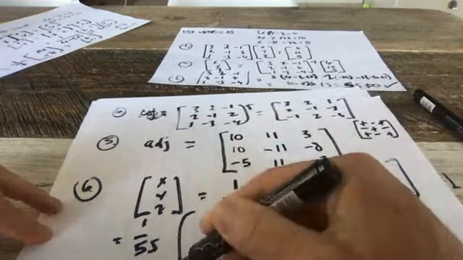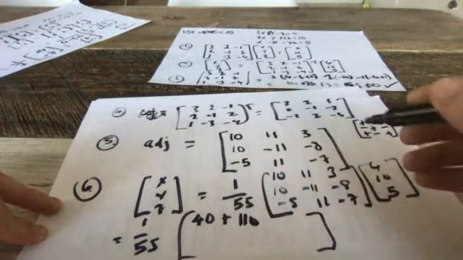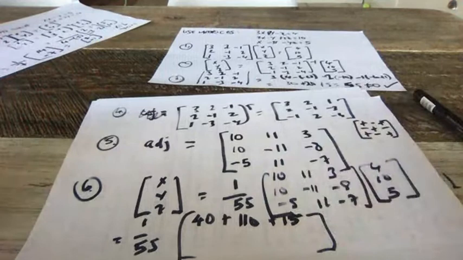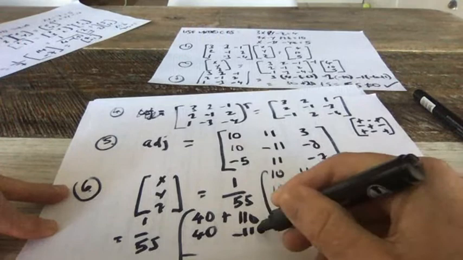So this is 4 by 10, which is 40, plus 11 by 10, which is 110, plus 3 by 5, which is 15. That's the first entry in your column, which is 165. Okay. Next one then is 10 by 4, which is 40, minus 110, minus 40. And the last one then is minus 20.